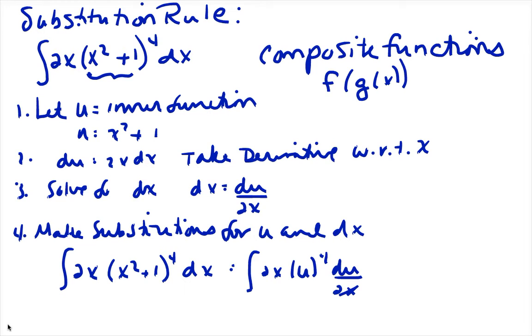Simplify this algebraically, and you see that the 2x's cross out, and this integral is simply the integral of u to the fourth du. Much easier integral than working with the composite function, because now we can simply apply the power rule to that.